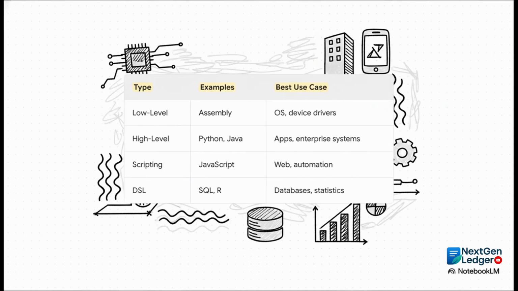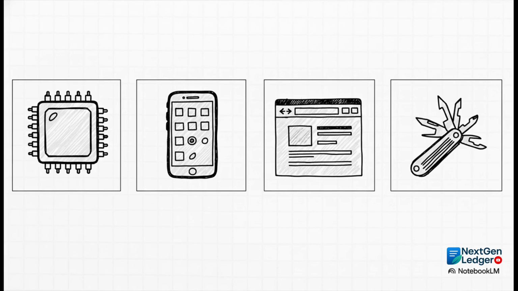So let's do a super quick recap of those main families. You've got your low-level languages for talking to the hardware, your high-level languages for building apps, scripting languages to make the web interactive, and your specialized DSLs that are just masters of one specific job. So look, if you only remember one thing from all of this, let it be this simple little guide right here. Low level is for hardware. High level is for apps. Scripting is for the web, and DSLs are for special tasks. That's a really easy way to keep the whole landscape straight in your head.